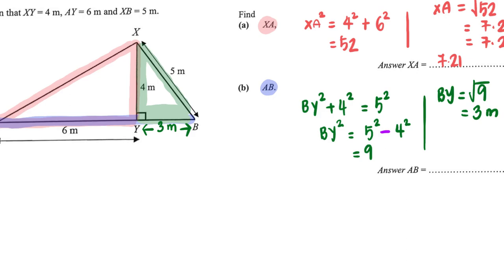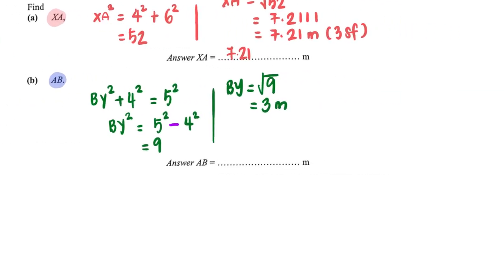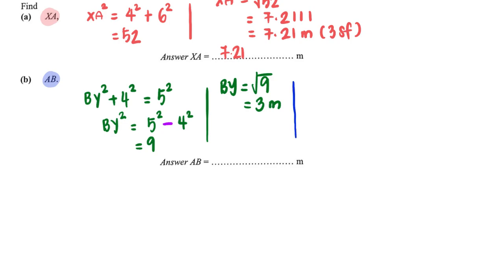And so I will then be able to get my AB. AB is 6 plus 3. So therefore AB is equal to 6, which is already there, plus my BY, 9 meters.